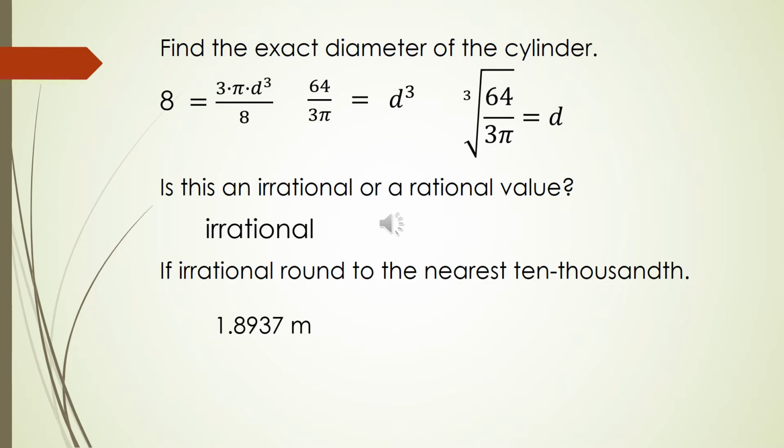Is this an irrational or a rational value? It's irrational. The cube root of 64 is 4, and that is a rational number, but in the denominator we have the cube root of 3 times pi, which is irrational. So the overall value is irrational. That means that it is not possible for us to create this exact diameter in the real world. Instead, we would have to just get as close as we wanted to.